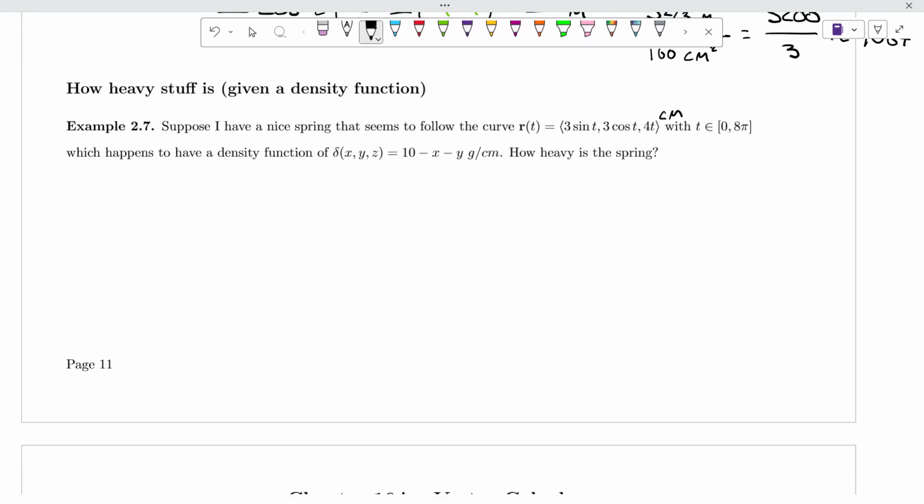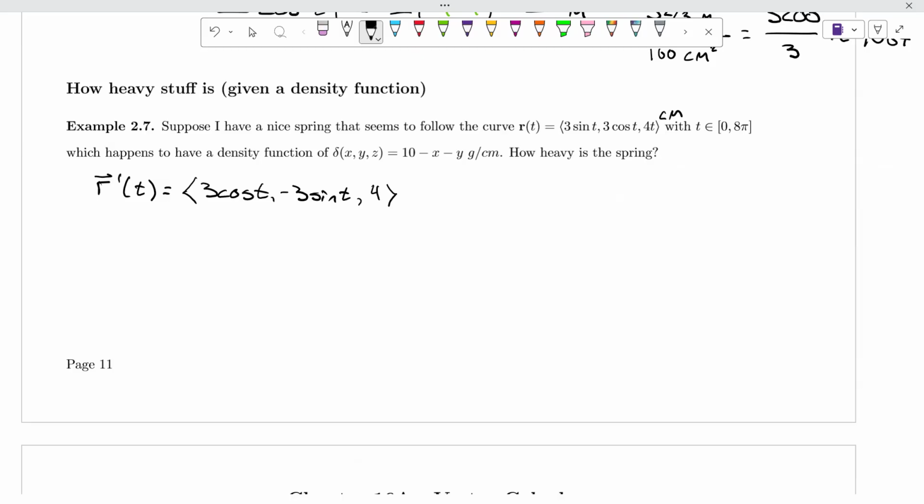What do I want to do? Well, I've got my parameterization already, so I should calculate its derivative. R prime of t looks like it's going to be 3 cosine t, negative 3 sine t, 4. Again, notice sine and cosine are backwards from our usual parameterization. Also, t is a bit odd. We're going from 0 to 8 pi.